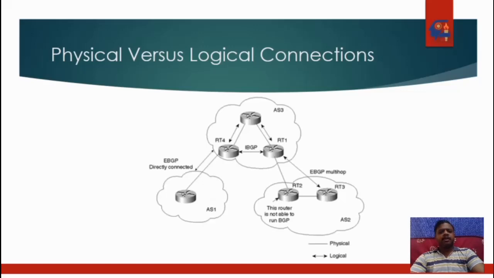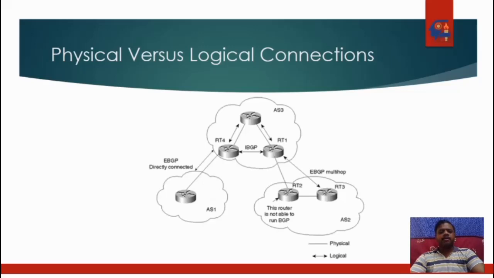Such neighbors are logically connected but not physically connected. A best example would be running BGP between external neighbors across non-BGP routers. BGP would require some additional configuration to indicate that its external pair is not physically attached. A BGP session formed between external BGP pairs that are not physically connected is referred to as multi-hop EBGP. Let's have a look at the exhibit shown.